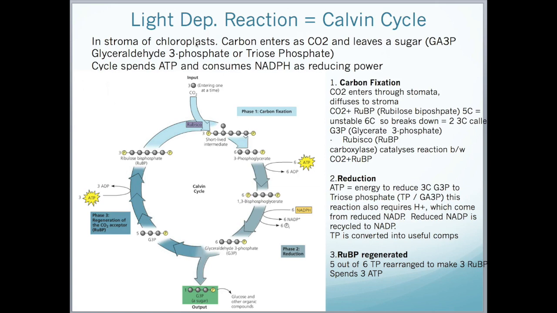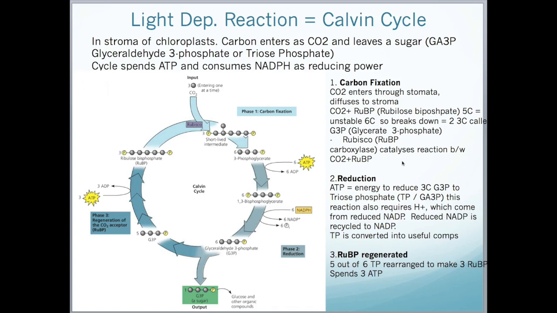So CO2 enters the leaf through the stomata and diffuses into the stroma of the chloroplast. Here it's combined with ribulose bisphosphate, which is known as RuBP for short, which is a 5-carbon compound. But this gives a very unstable 6-carbon compound, which quickly breaks down into 2 molecules of a 3-carbon compound, which is called glycerate 3-phosphate, or GP for short. Rubisco, which is an enzyme, catalyzes this reaction between carbon dioxide and ribulose bisphosphate. So this is the first stage.